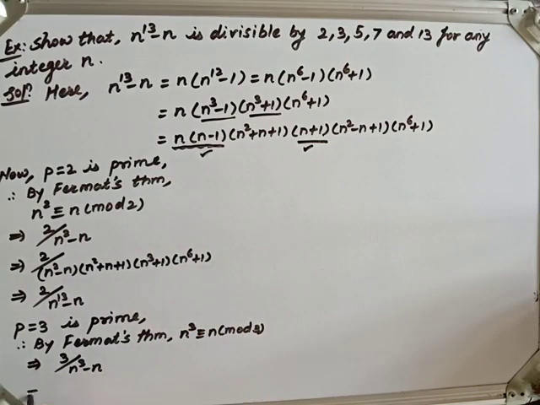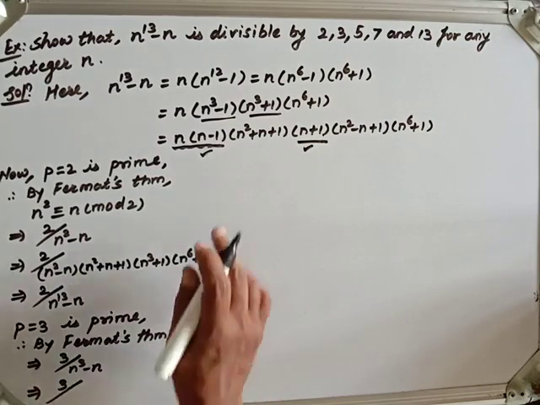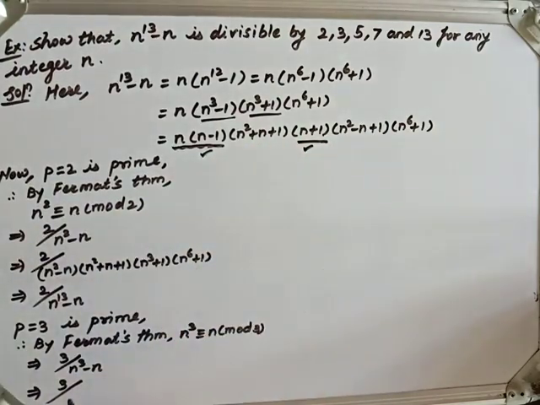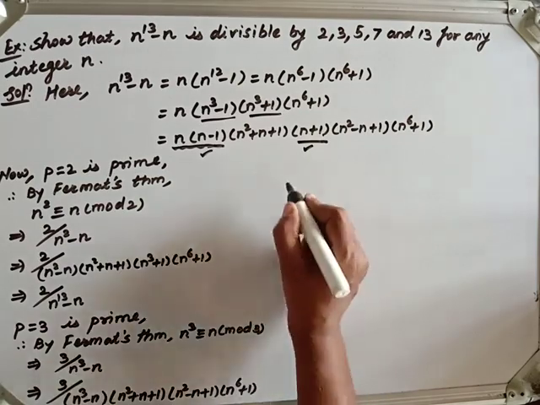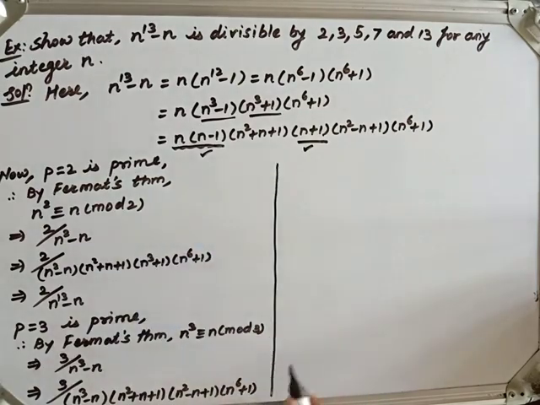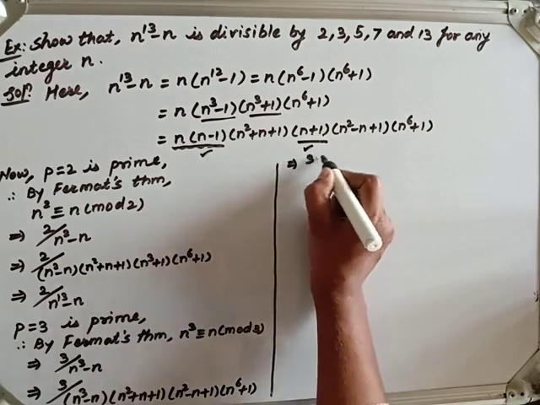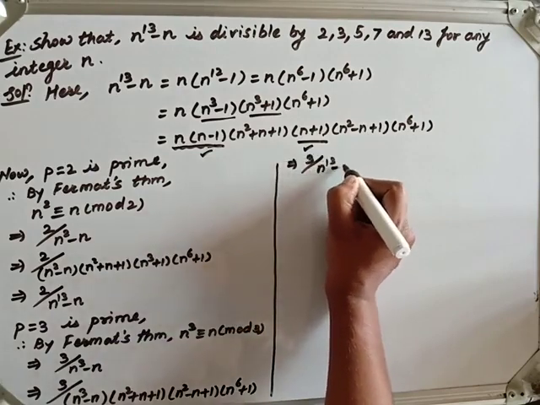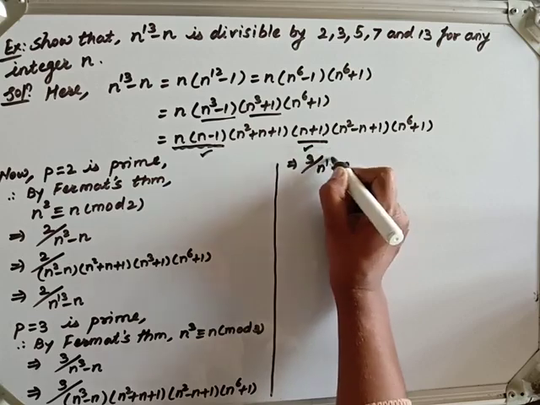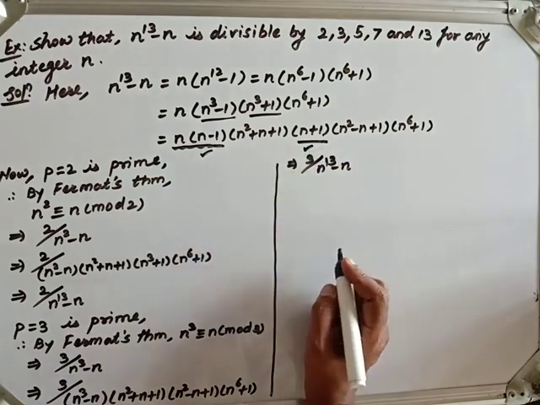Fine. So I can write 3 divides n cube minus n into what? n square plus n plus 1 into n square minus n plus 1 into n raised to 6 plus 1. So that is equivalent to what? 3 divides n raised to 13 minus n.